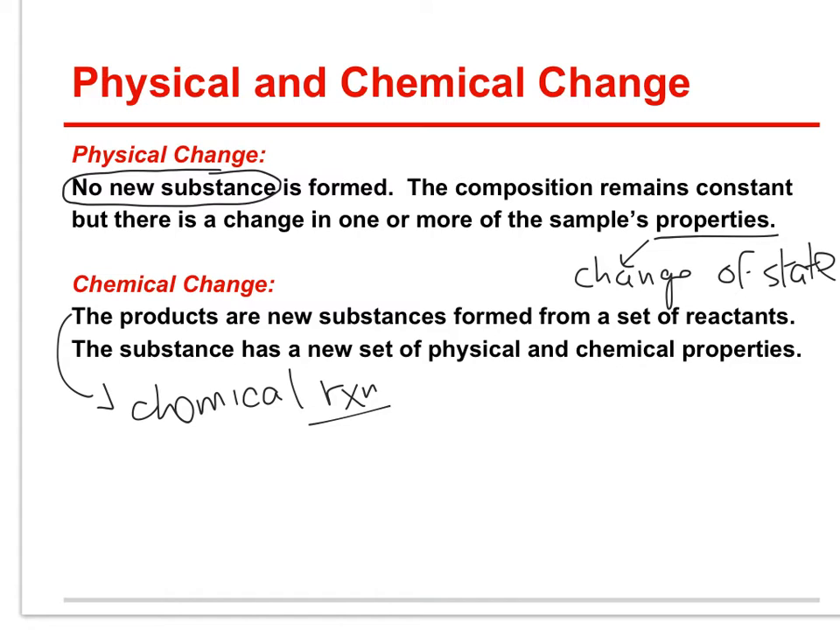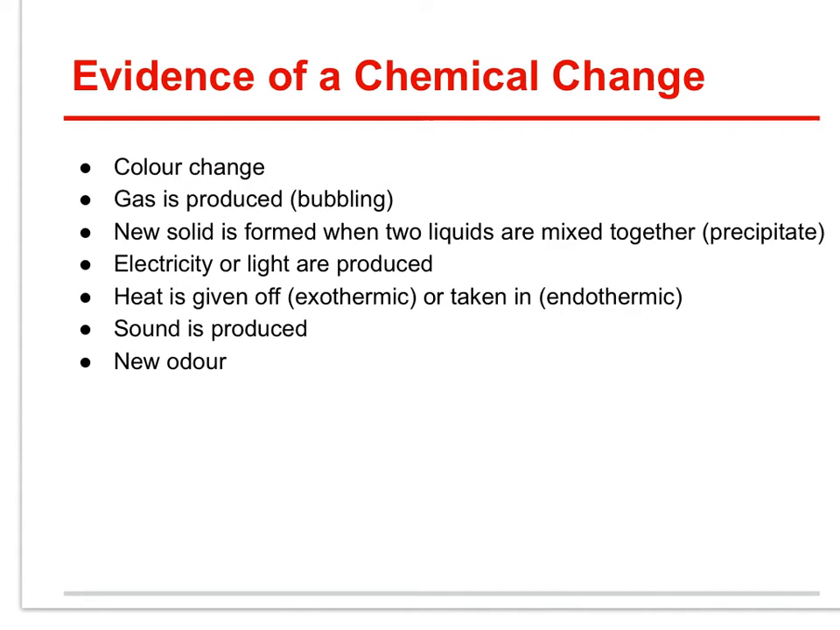How do you know a chemical change has occurred? There are several different pieces of evidence that let us know that a chemical change has occurred, and they are listed here. The first being a color change. So if you have a change in color from the reactants to the products, it means that a chemical change has occurred. If a gas is produced, so you get bubbling, that means a chemical change has occurred. If a new solid is formed when two liquids are mixed together, which is known as a precipitate.